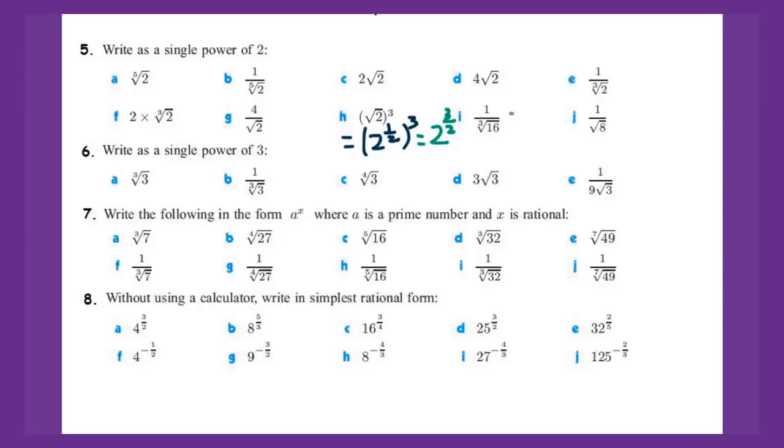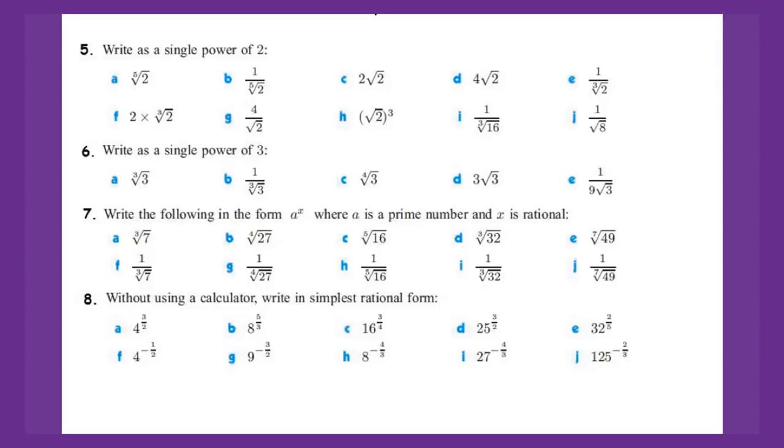For I can write down 1 over cubic root of 2 to the 4th power. That will be 2 to the negative, because you have 1 over means negative. Then it will be 4 over 3rd power.